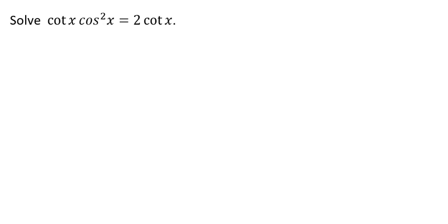In this video, we're going to be solving a trig equation, specifically one with a cotangent and a cosine. So here we've got: solve the cotangent of x times the cosine squared of x equals 2 times the cotangent of x.